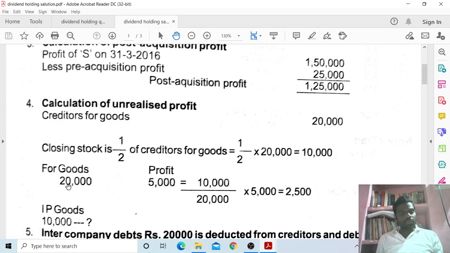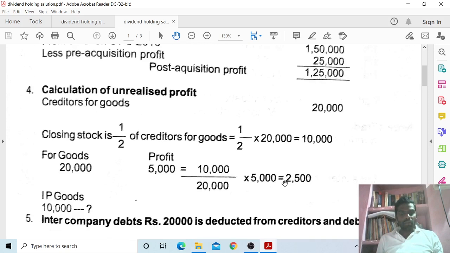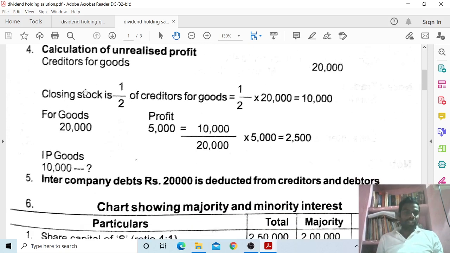So for goods 20,000 is equal to profit 5,000. So 10,000 is equal to question mark. So for goods 20,000 is equal to 5,000, and if goods 10,000 is equal to question mark, you have to take 10,000 into 5,000 divided by 20,000. You have to take 2,500 unrealized profit.